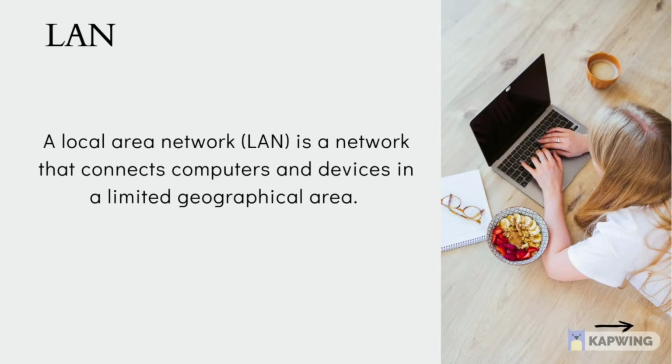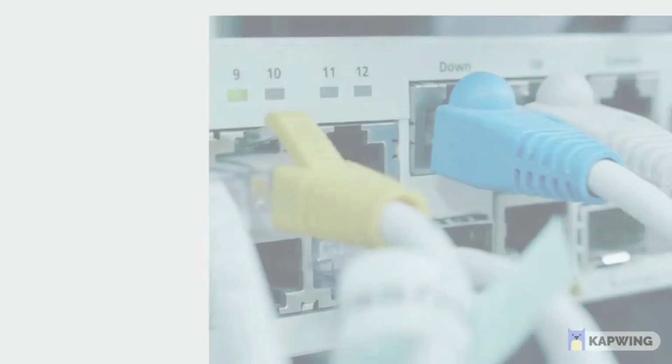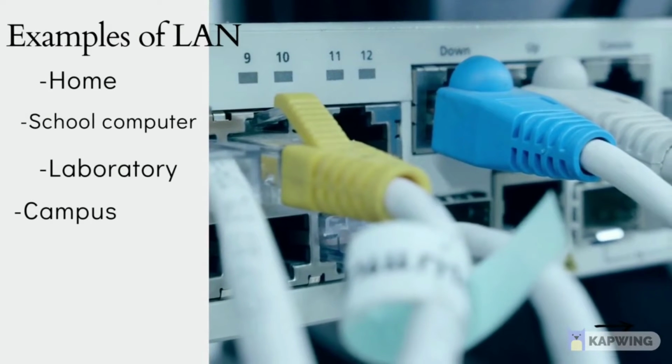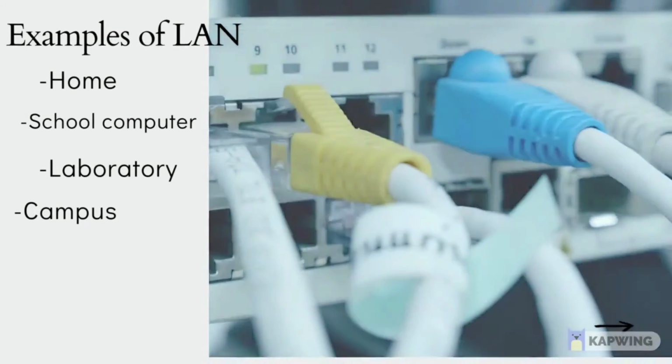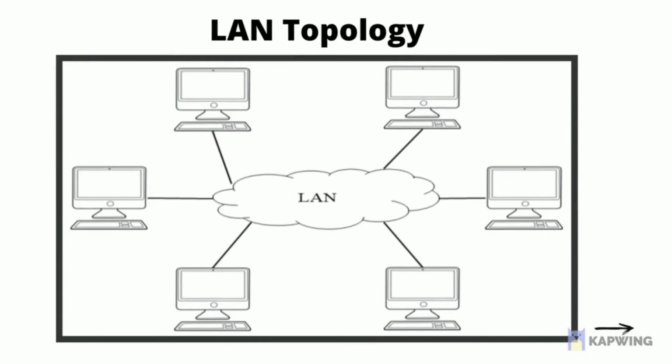LAN is a network that connects computers and devices in a limited geographical area. The examples of LAN are home, school computer laboratory, and campus. This is the local area network topology, advantages and disadvantages.